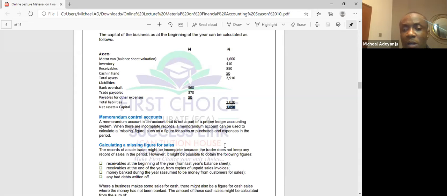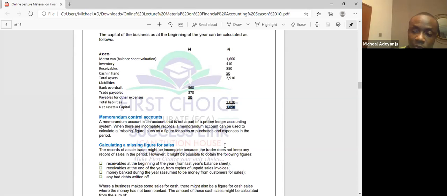A memorandum account is an account that is not part of the proper ledger accounting system. When there are incomplete records, the memorandum account can be used to calculate a missing figure. Such a figure for sales or purchases or an expense in the period. So how do you calculate a missing figure for sales?